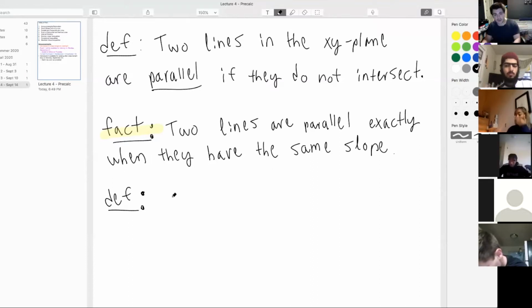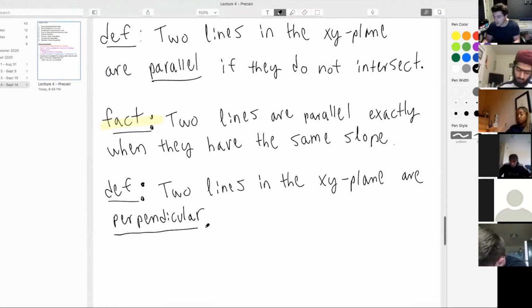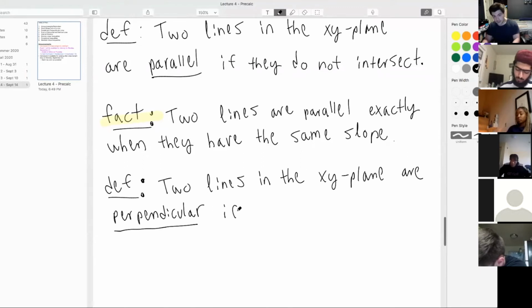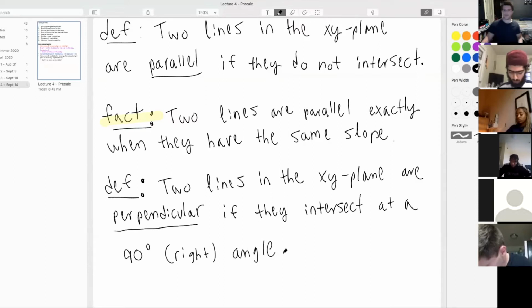Okay, so let's do perpendicular. Two lines in the XY plane are perpendicular, and I will underline that word because that's what we're defining here, if they intersect at a 90-degree angle, sometimes called a right angle.